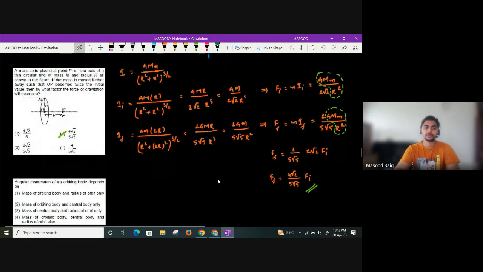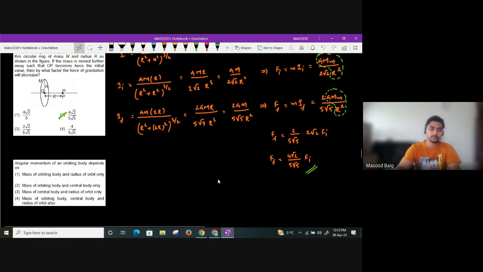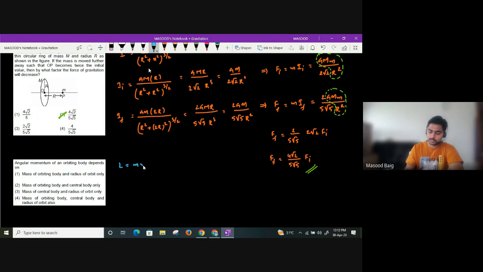Directly field will be given as GMx divided by r square plus x square whole power 3 by 2. Angular momentum of an orbiting body depends on what? If I take only orbital angular momentum, it is basically given as mvr. Is it depending on the mass of the orbiting body? Yes. Is it depending on radius? Yes. So it depends on mass, it depends on radius, right?